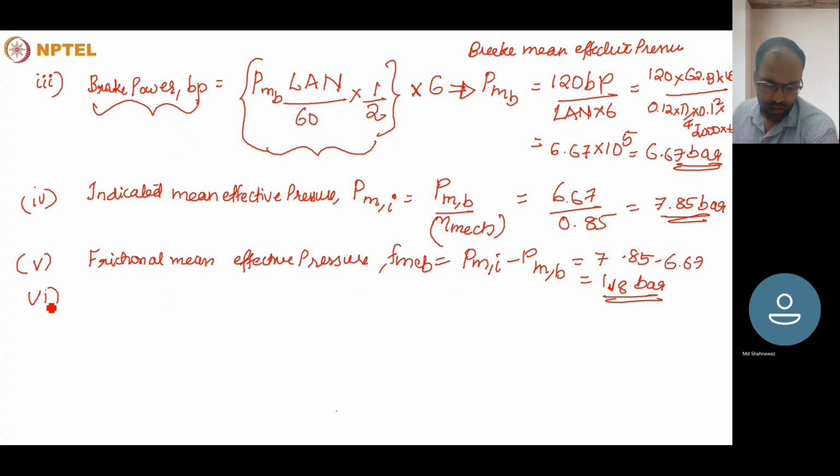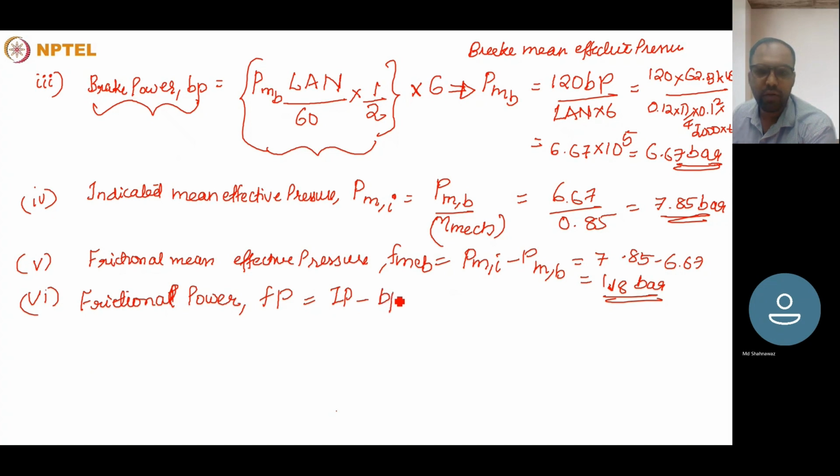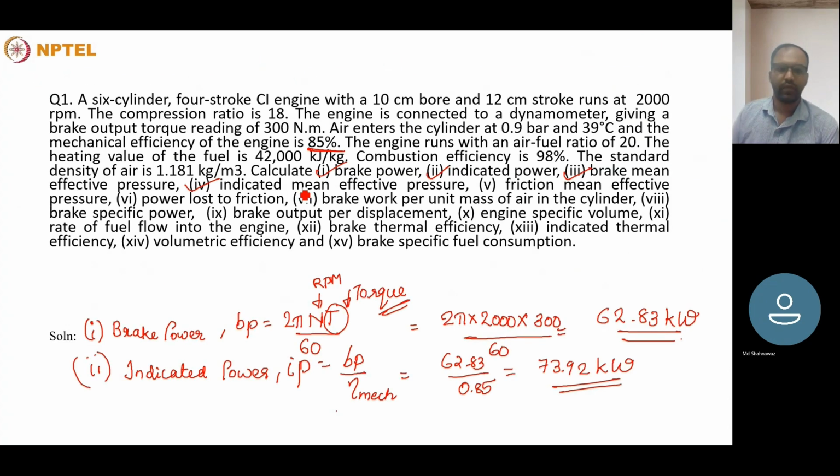Similarly, the frictional power FP is equal to the indicated power minus brake power. It will be 73.92 minus 62.83. That will be coming around 11.09 kilowatt. Frictional mean effective pressure is calculated and power loss to friction is also calculated.